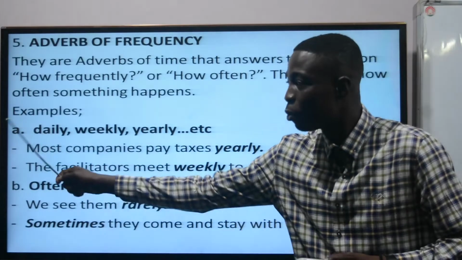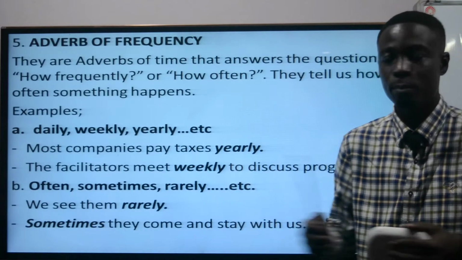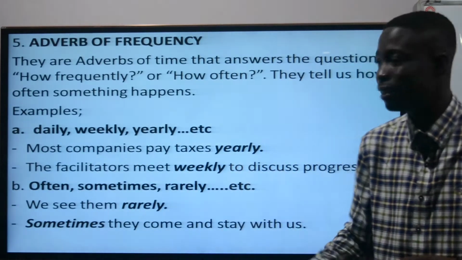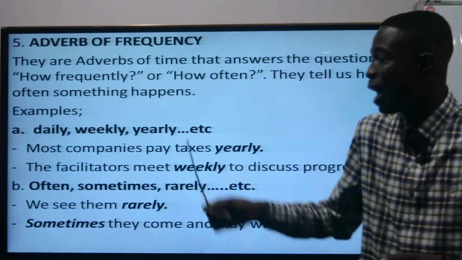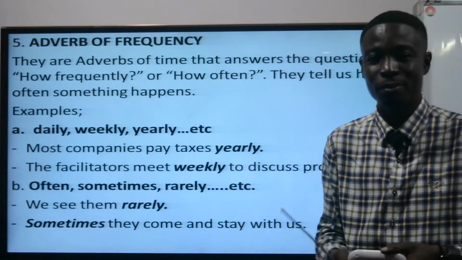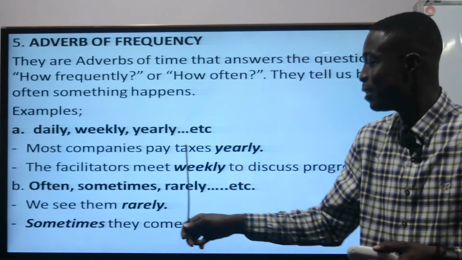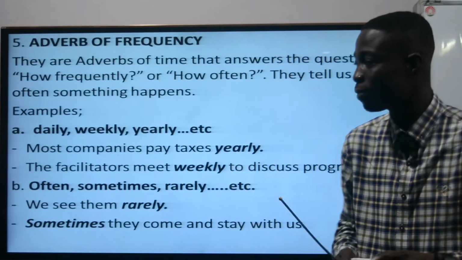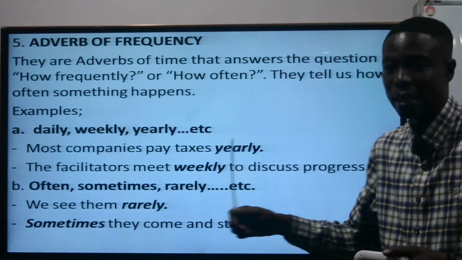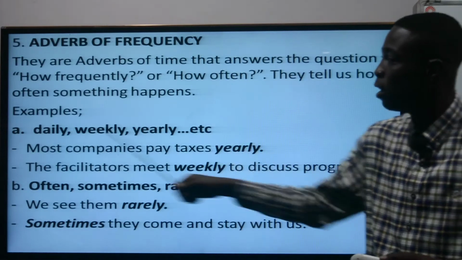We have grouped them into 2 different examples. We have daily, weekly, yearly. You can have monthly, annually, etc. So, most companies pay taxes yearly. How often do they pay the taxes? Yearly. Don't forget, it answers the question how often or how frequently.